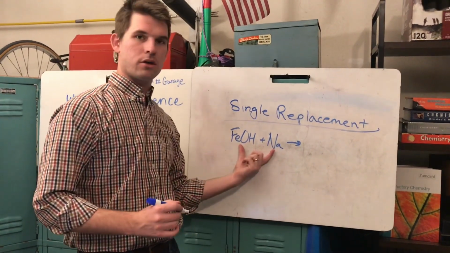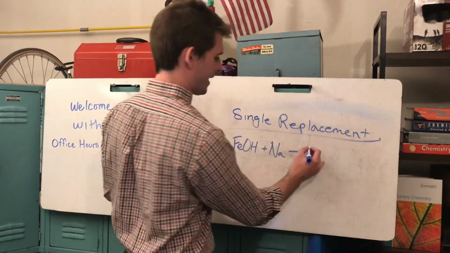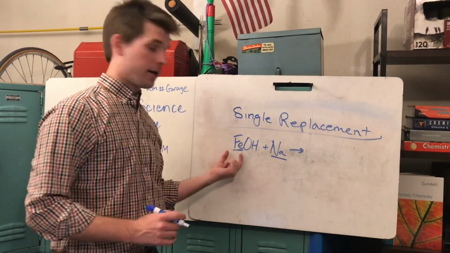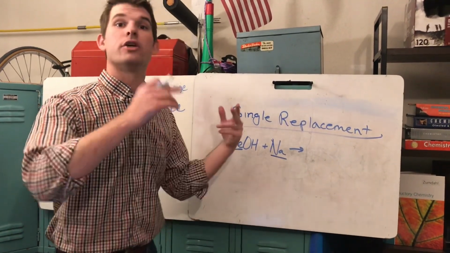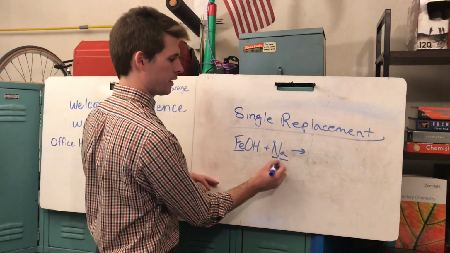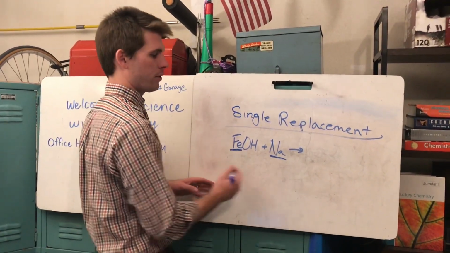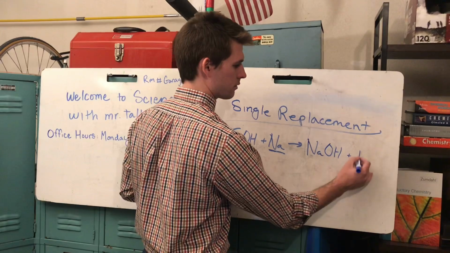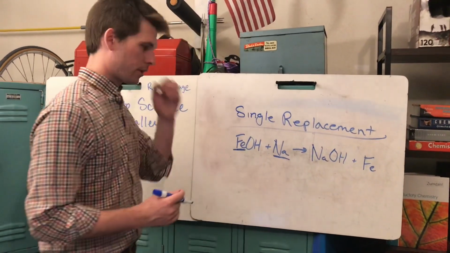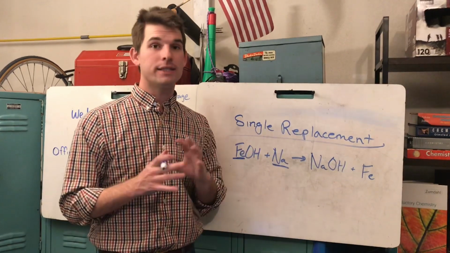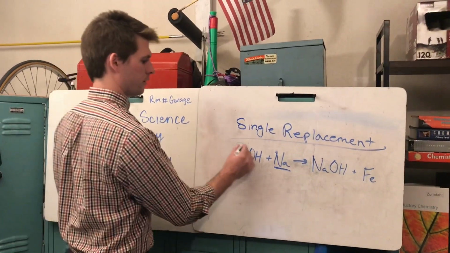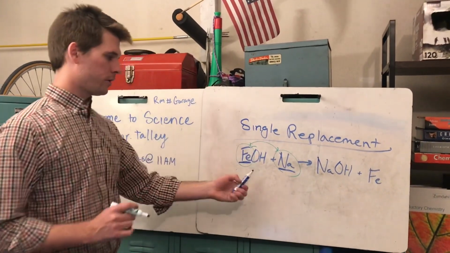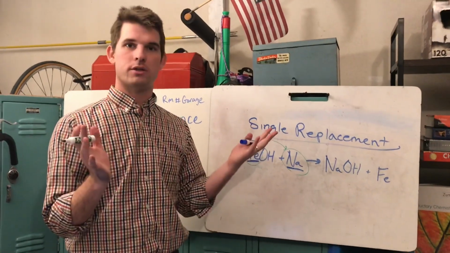These two compounds are going to react, and we're going to take this metal and this metal, they're both cations, metals are cations, and they're going to switch places, okay? So this guy is going to switch places with iron, and you're going to end up with sodium hydroxide plus just some solid iron, okay? And so the reason why we call this a single replacement is because there's only one replacement going on. Just the two metals are switching places.